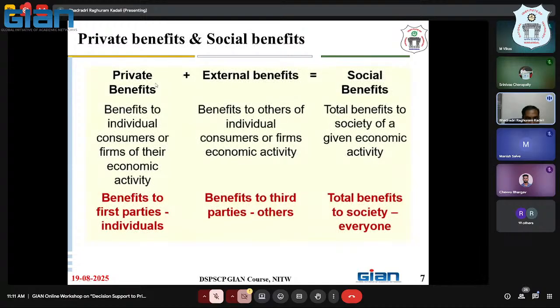So that's the reason. If you look at private benefits plus external benefits equal to social benefits, the private benefits are the benefits to the individual consumers or firms from their economic activity, and the external benefits are the benefits to other individuals, consumers, or firms from the economic activity of that particular project. That is equal to the total benefits to society from the given economic activity. So these are the benefits to the first parties, and these are the benefits to third parties other than the users of the project, and we generally estimate them as the total benefits.